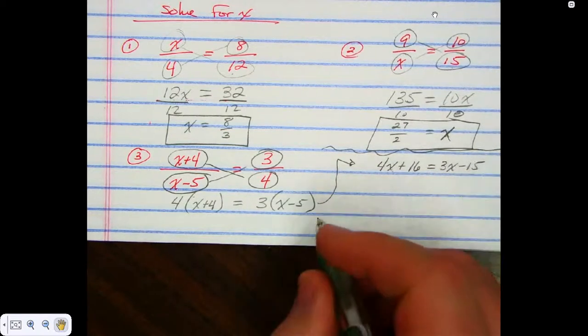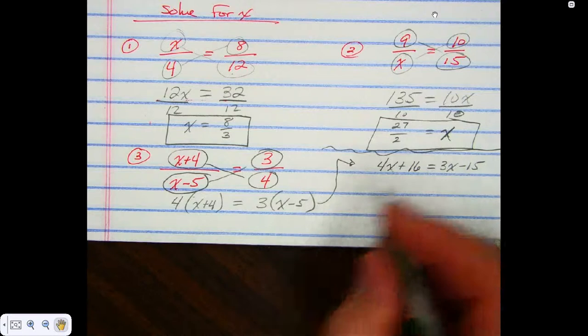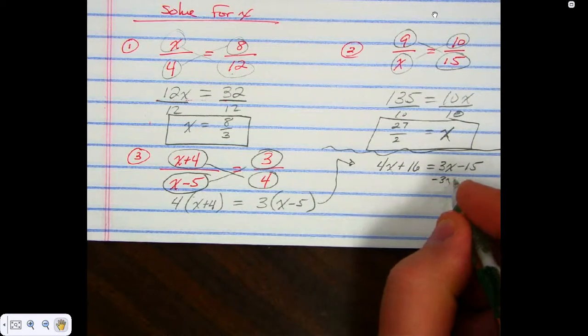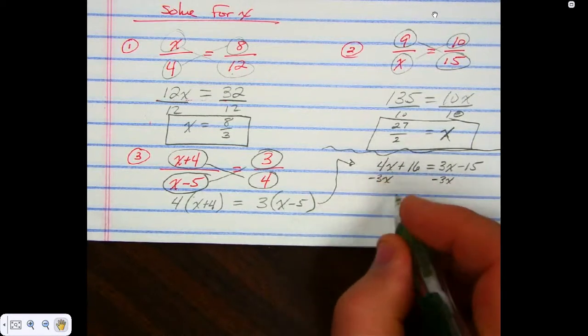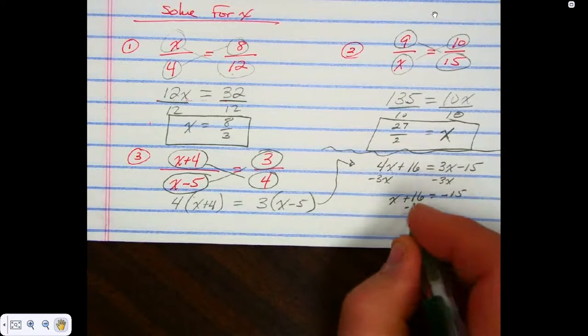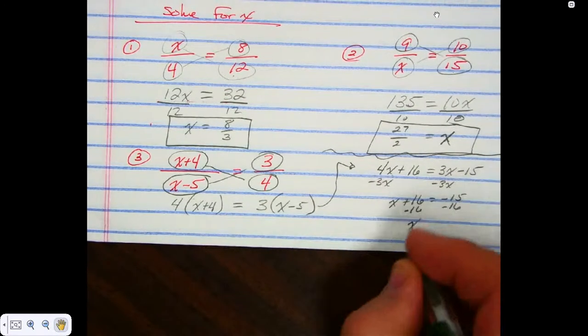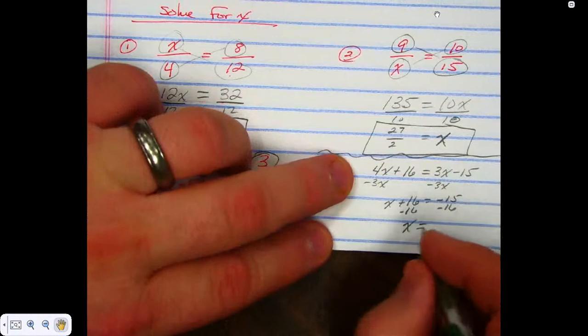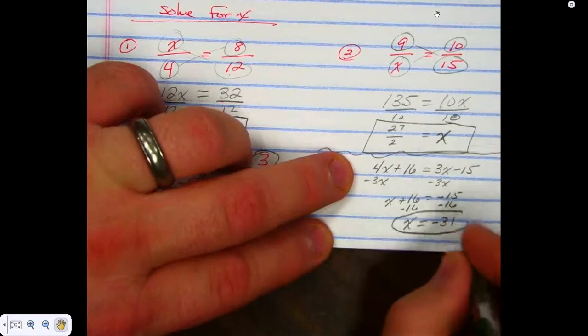Now, subtract 3x from both sides. x plus 16 is equal to negative 15. Subtract 16. x is equal to negative 31.